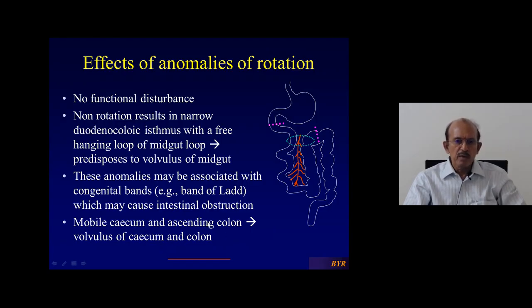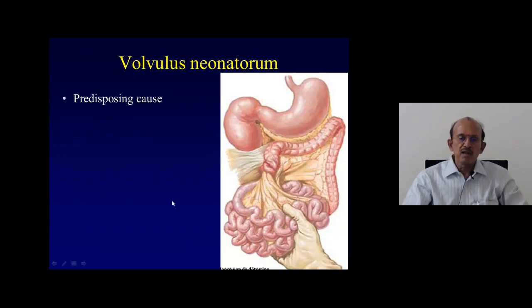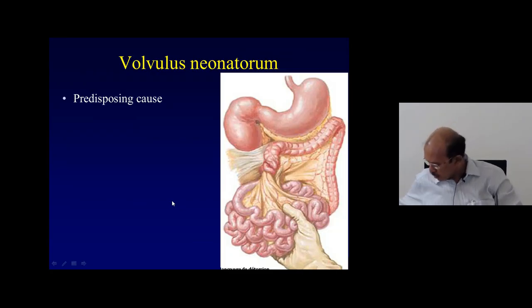So I told you, in the third stage, the ascending colon and descending colon will be fixed to the posterior abdominal wall. They become retroperitonealized. One of the errors is they fail to get retroperitonealized, and they will be having a mesentery. So when they have a mesentery, they are mobile. So the mobile structures can undergo rotation. That means torsion or volvulus. Now let's come to the topic, the volvulus neonatorum.